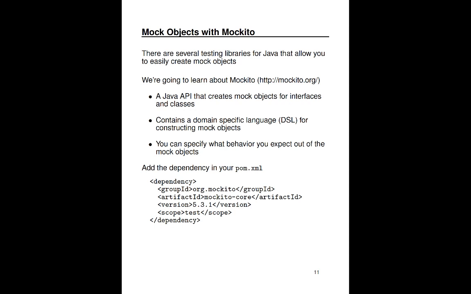In order to leverage this library, you need to add the Mockito core artifact to your pom.xml. So you'll see code like this in pom.xml, where you specify the group and artifact for Mockito, and the particular version. And then because Mockito is only used in test, you say that the scope of the Mockito dependency is test scope. That way, the Mockito library won't be included with your production code.